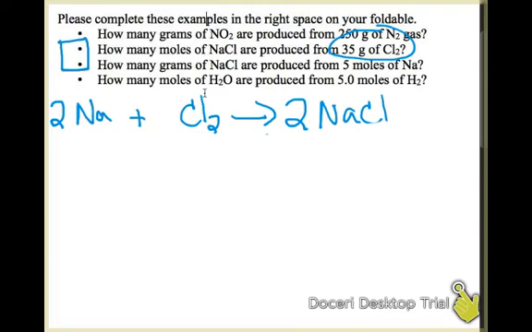Alright, so the third bullet point says how many grams of sodium chloride are produced from 5 moles of sodium. We don't have to rewrite the equation because it's the same equation. We just have to start in a different spot. So we always write down what was given to us in the problem, and we were given 5 moles of Na.